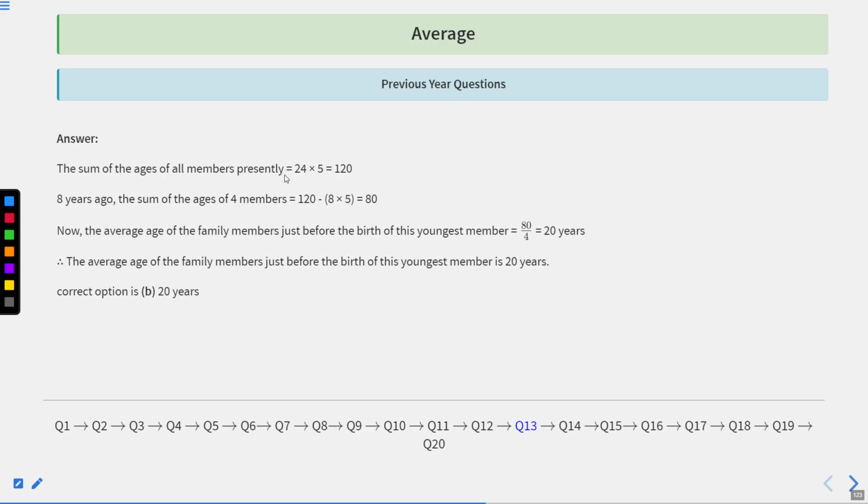So the sum of ages of all members presently is equal to 24 times 5, which is equal to 120. So 8 years ago, the sum of ages of 4 members is equal to 120 minus 8 times 5, equal to 80. Now the average age of family members just before the birth of this youngest member is equal to 80 upon 4, which is 20 years. So the average age is 20 years, which is option number B.